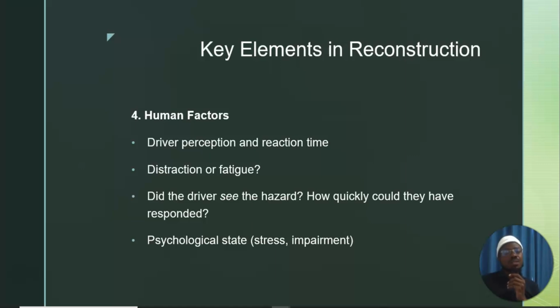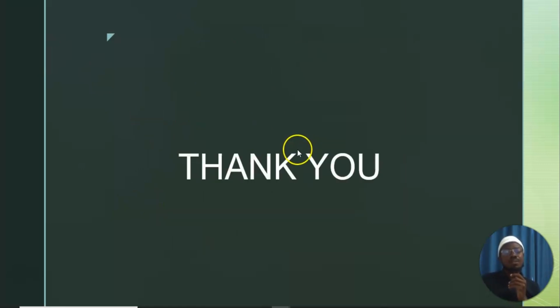Then the psychological state of the road user or the driver is also another key element in reconstruction under the human factors. So that is it under the traffic accident analysis, and I'll see you in the next video.